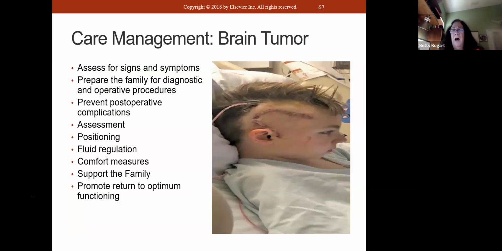Now, post-op brain tumors, brain surgery, there's a lot of things that can go on. So, number one, positioning. Can I have the head of the bed elevated, or should it be flat? Can I turn them to that side of the surgery of the brain tumor or the other side? All of these things we need to look for. And a big thing is fluid regulation. You do not want to overhydrate these children at all.